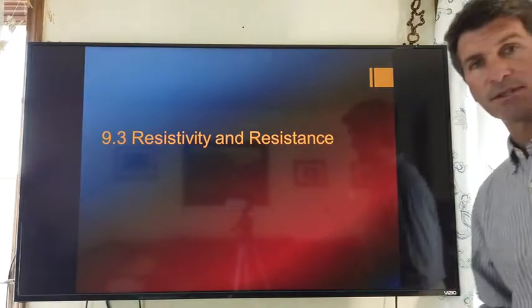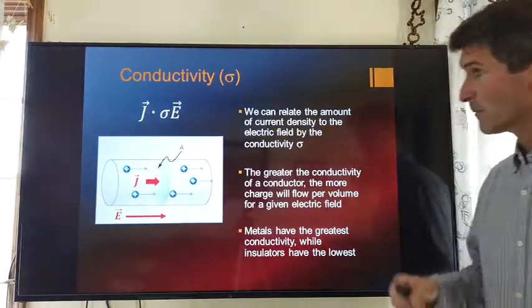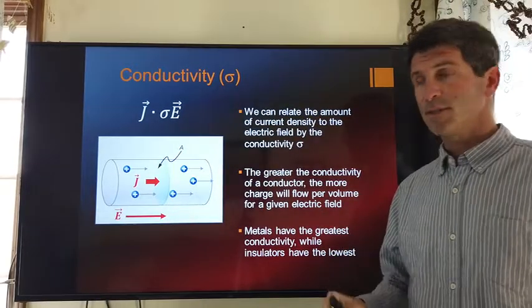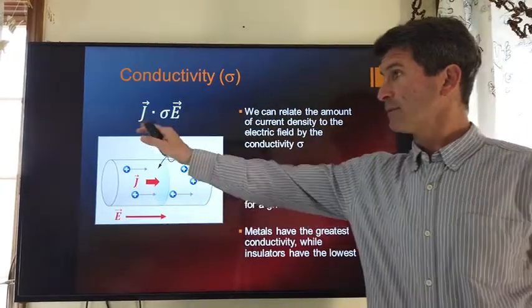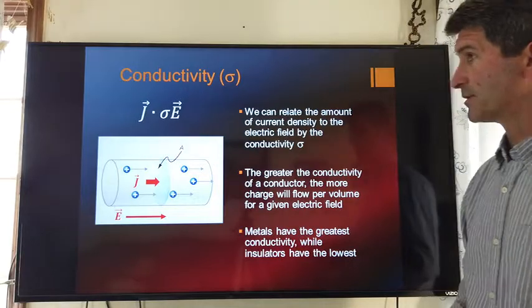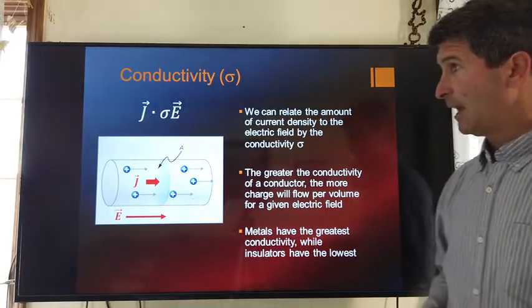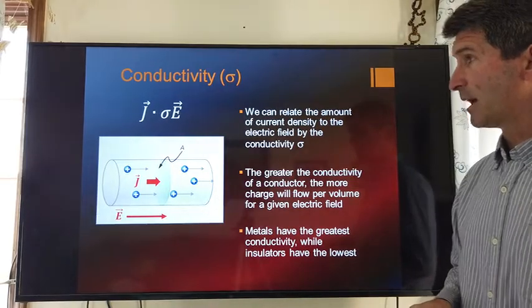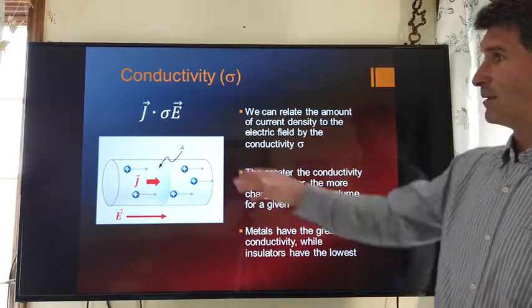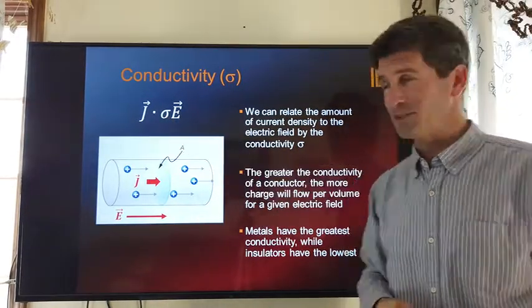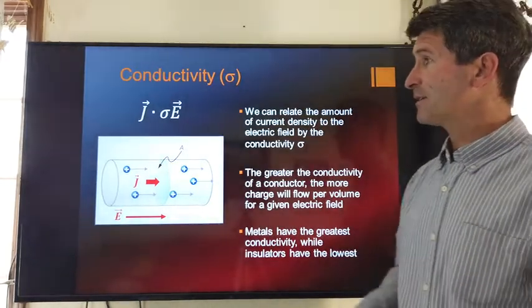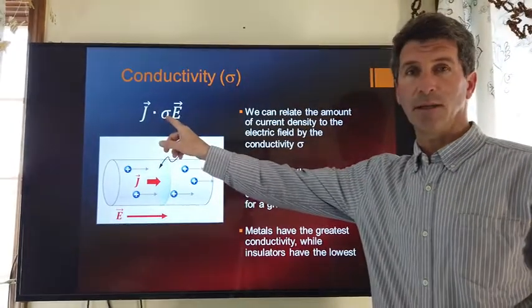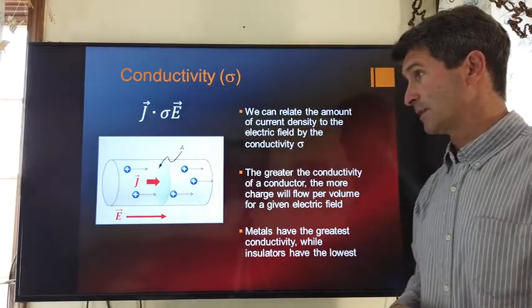Resistivity and resistance. Now, we introduced this concept of the current density, this J vector. And basically, we can say that the current density is equal to the conductivity of the material times the electric field.